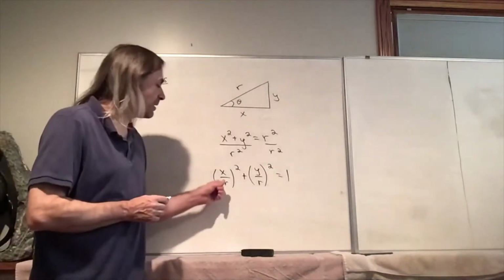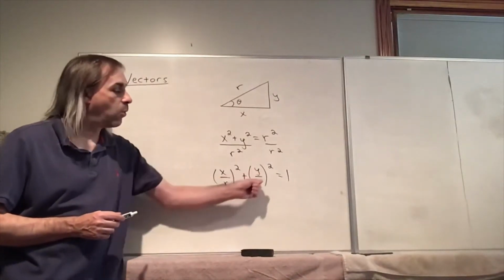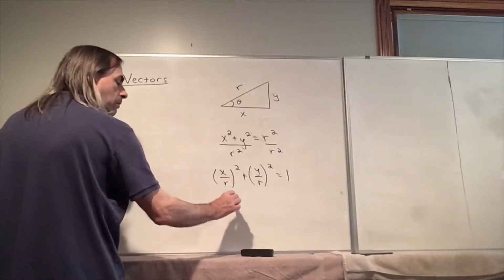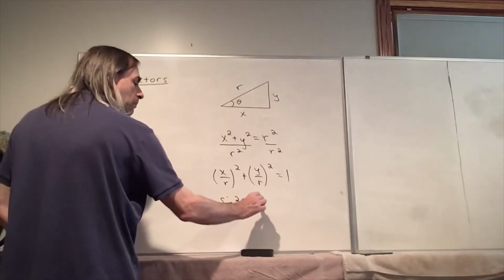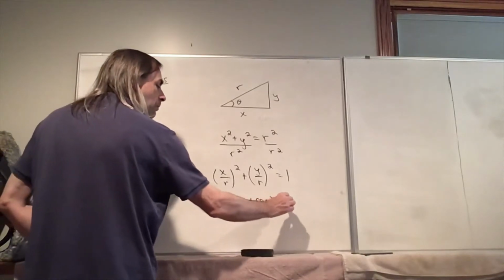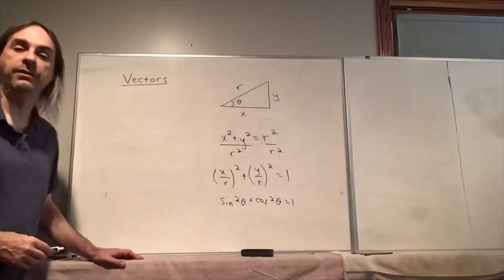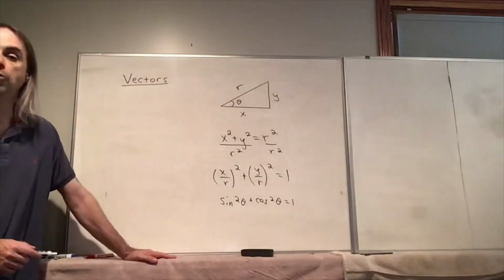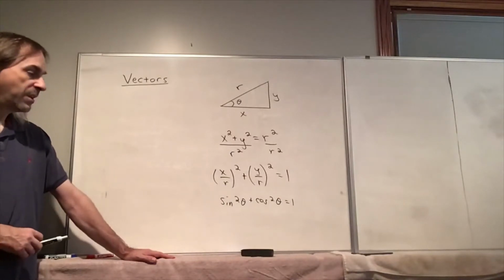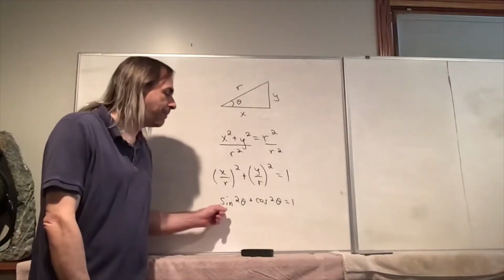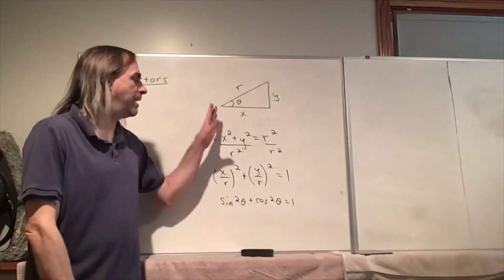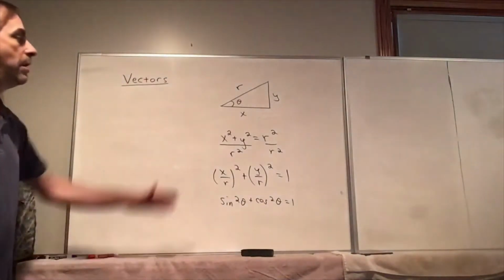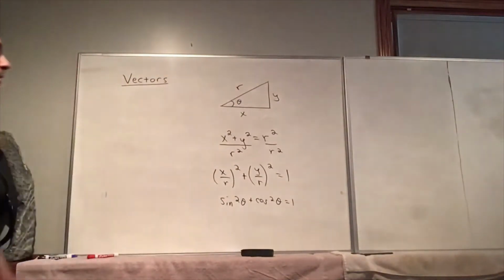And if you look at this, x over r is cosine of theta. y over r is sine of theta. So we can write it this way as well. This is really just another way of writing the Pythagoras theorem. Sine squared theta plus cosine squared theta equals 1. It's called a Pythagorean identity. I guess it's a little different because it doesn't necessarily have to do with triangles. This would work for any angles, not just between 0 and 90 degrees.